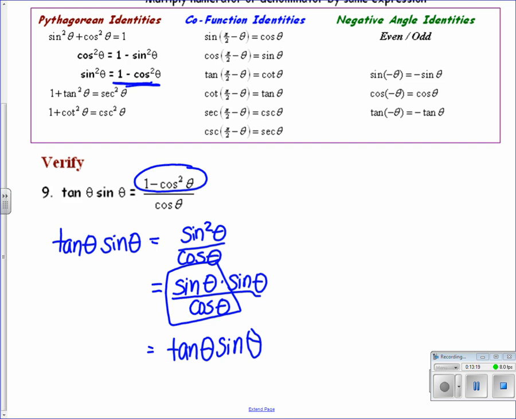Okay, but you have to show work of what you're changing things into. You can't just write tangent of theta, sine of theta equals tangent of theta, sine of theta. Because some people say, well, it's right. Yeah, but you have no evidence proving it and demonstrating that. That's what verify means. You're supposed to be showing work. No, they're always going to be true. So I'm not going to give you any weird ones. That's a great question, though.